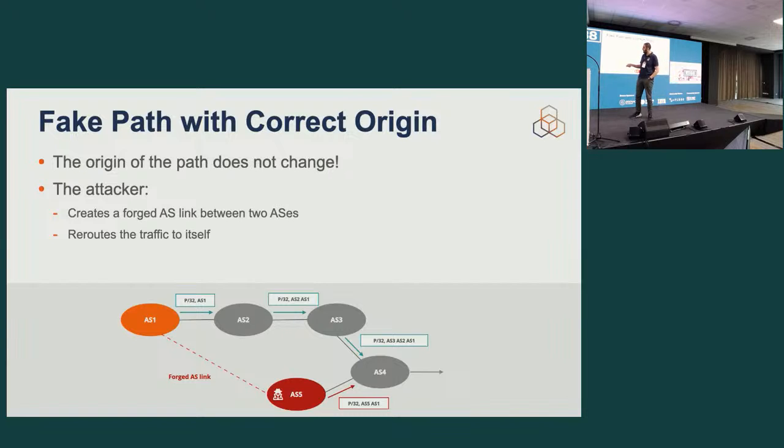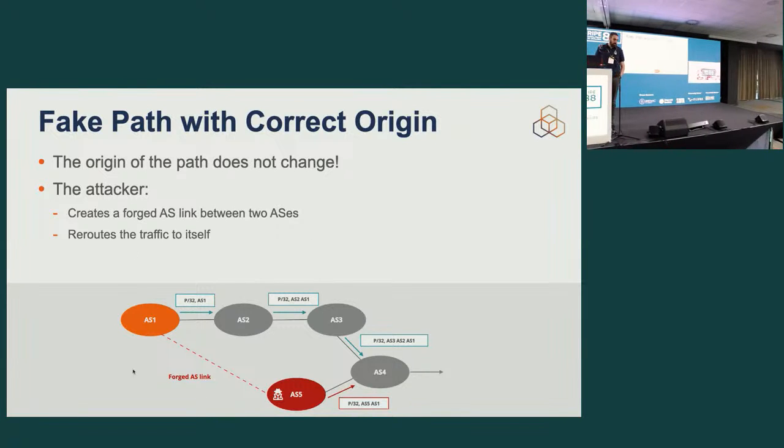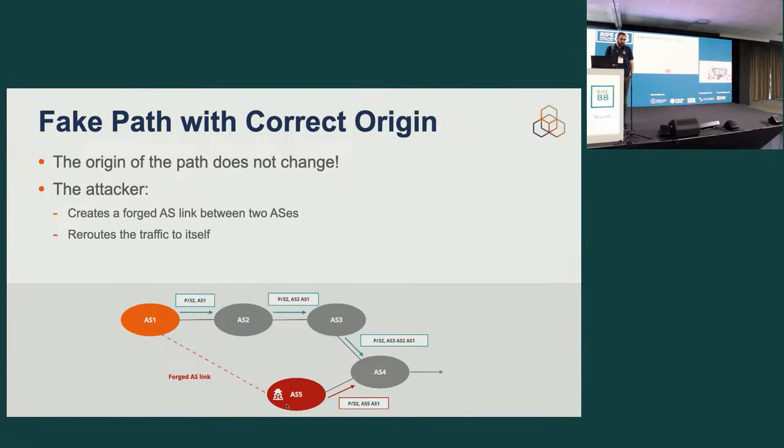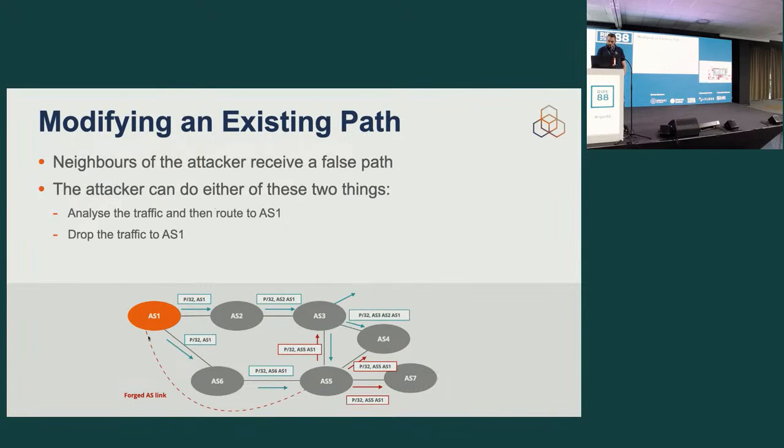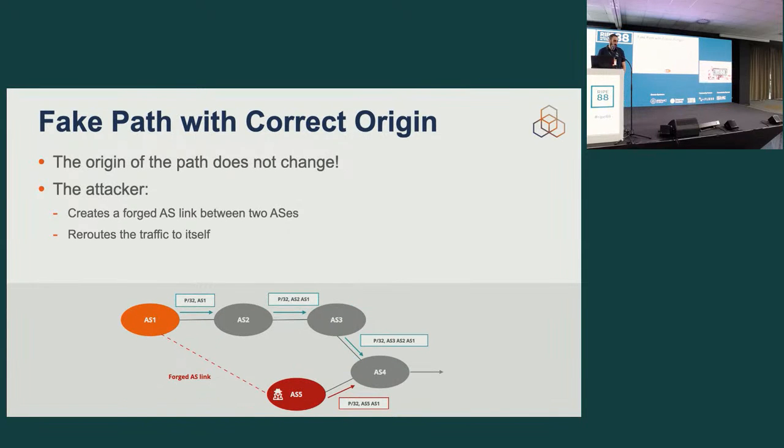In that case, you see the adversary here, AS5, sending to AS4 an announcement that says, you know what, I don't have the prefix itself, but I have a direct connection to AS1. So send me your traffic, right? I'm very well connected. But this link doesn't exist. AS5 doesn't have a link to AS1. This is what we call a forged AS link.